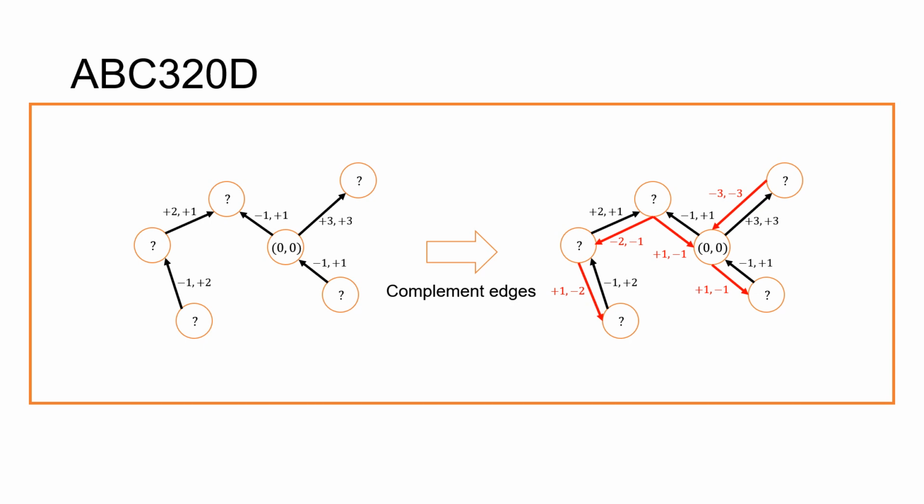For example, if a difference from one point to another is +2 for the x-axis and +1 for the y-axis, then the difference from the latter point to the former point is -2 for the x-axis and -1 for the y-axis. So we add m more edges to the graph, and the graph becomes like an undirected one.